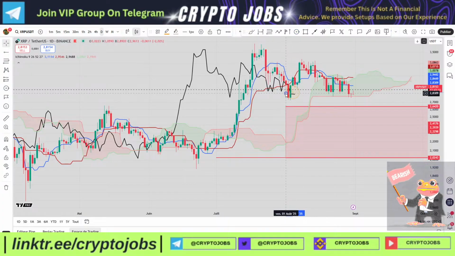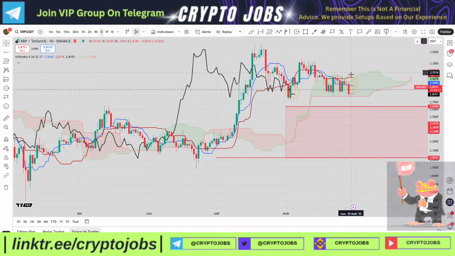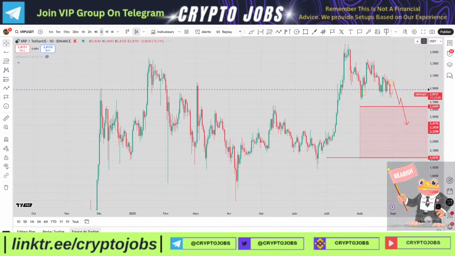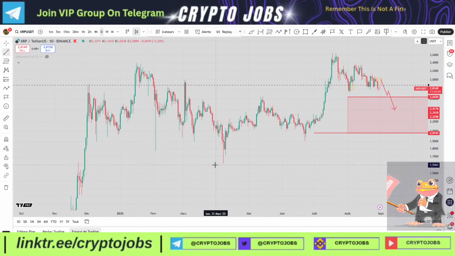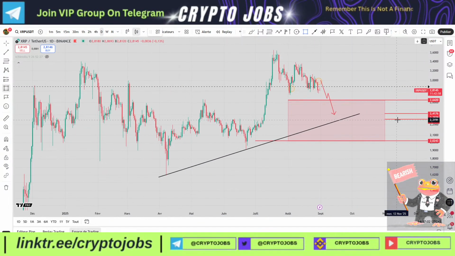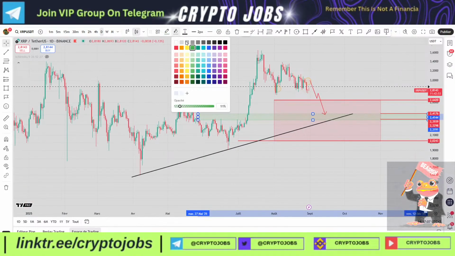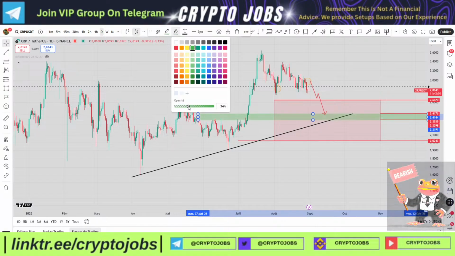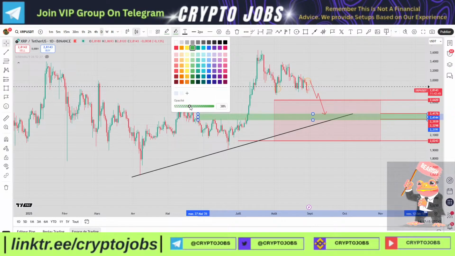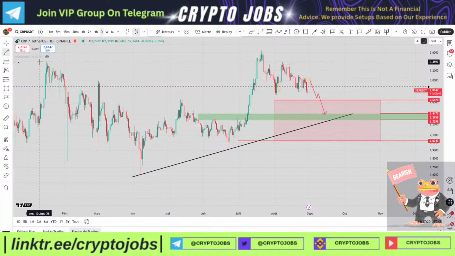You see also the lagging span broke under Tenkan Kijun. We are forming a bearish angular here, ready to dump. Why not if we draw the trend? Yeah, that looks perfect here, and the next lower K level is more likely here. But again, I think that we're gonna see a bearish correction, but the difficulty is to define the strength of this correction, because we are still in a bull cycle, bull market on the monthly.